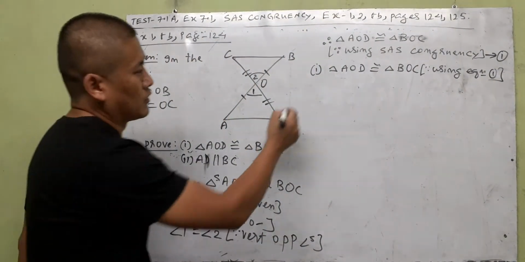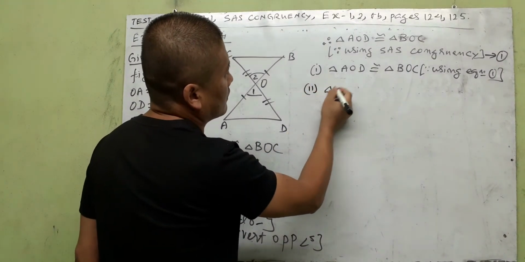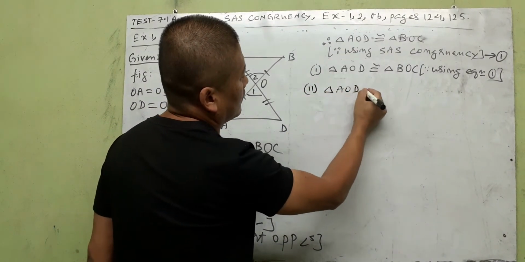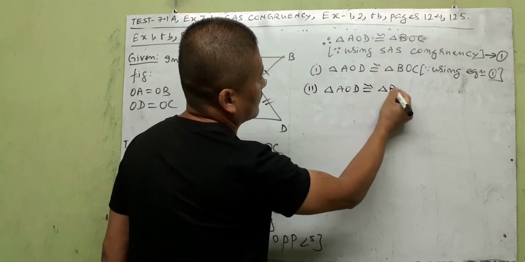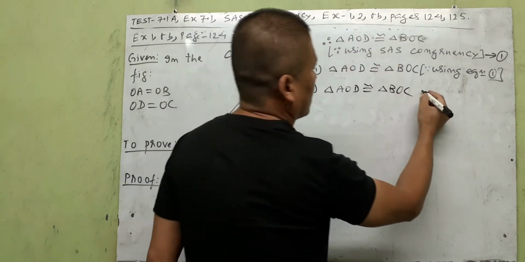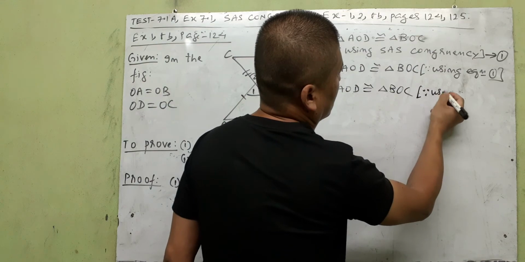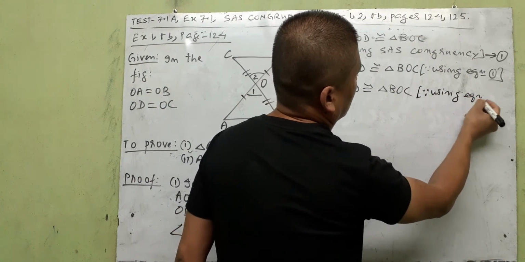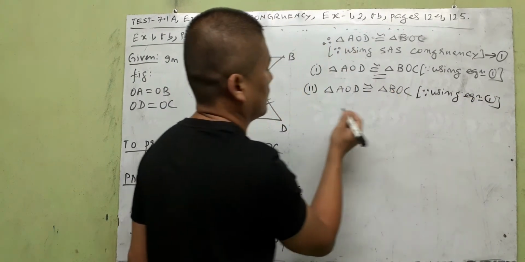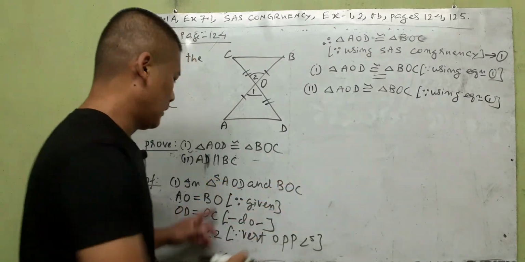Then next, number 2. Triangle AOD is congruent to triangle BOC, which we have proved here. Since we are using equation number 1, this is your first answer. Now again we are repeating to prove the second one.